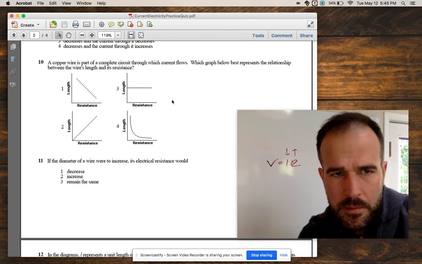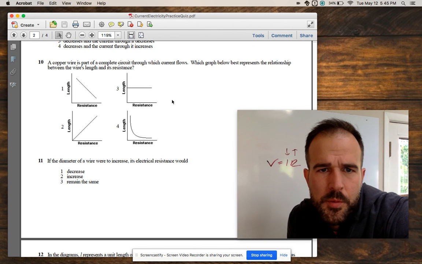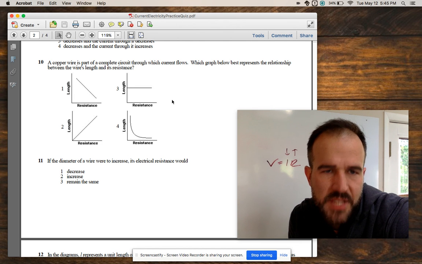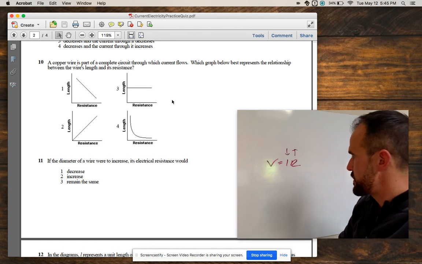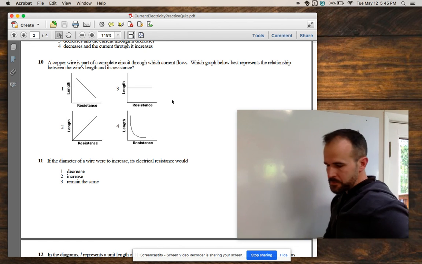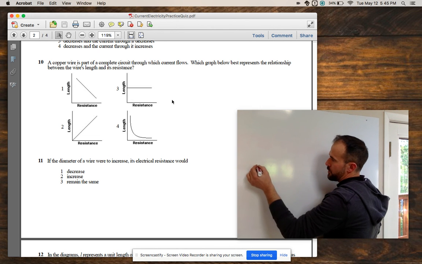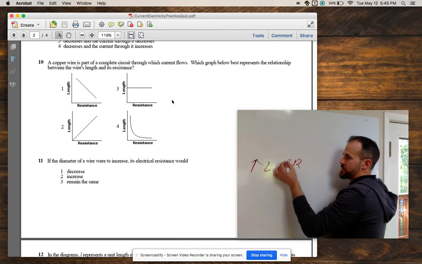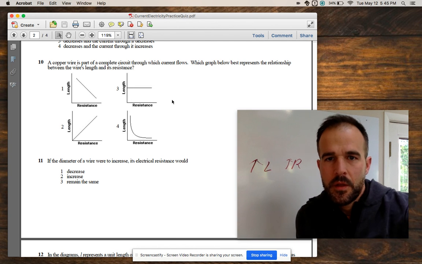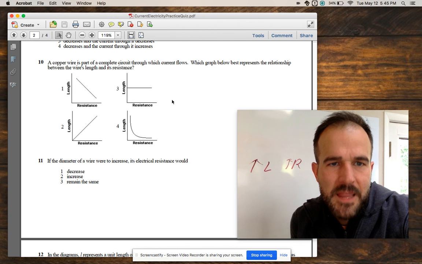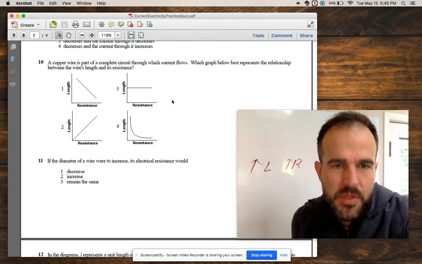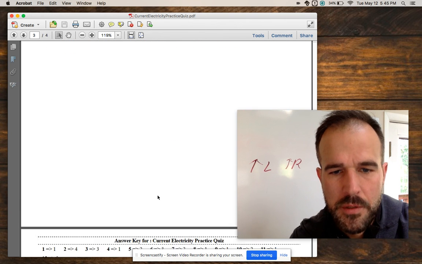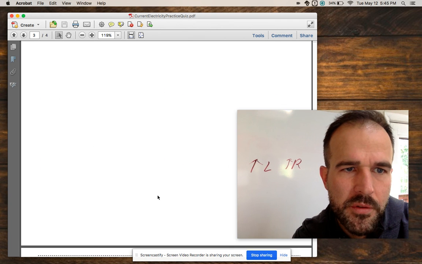10. Almost done. 10, copper wire is part of a circuit. Which graph below represents the relationship between the wire's length and resistance? So length and resistance. Let's just think about it real quick. So as length goes up, resistance would go up. So let's see again. Which graph represents the relationship between length and resistance? So as one goes up, the other goes up. I only see one graph doing that, so 10 must be letter number 2. 10 must be 2. It is.